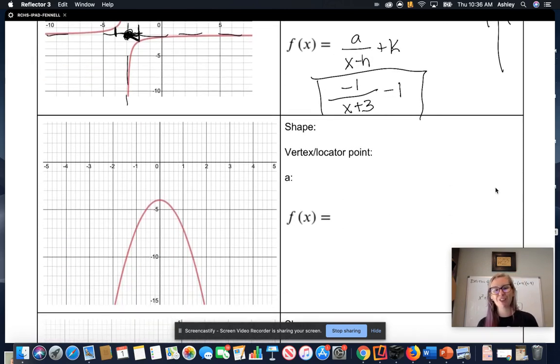All right, hopefully we all know the shape of this is a quadratic, or you could call it a parabola.